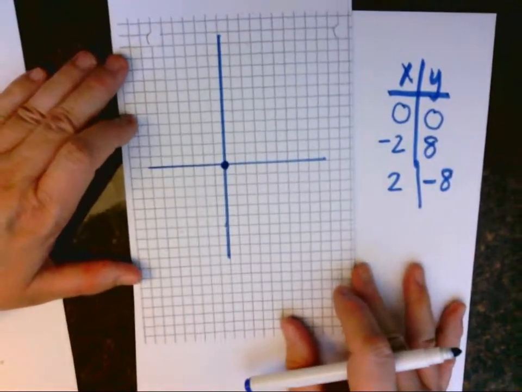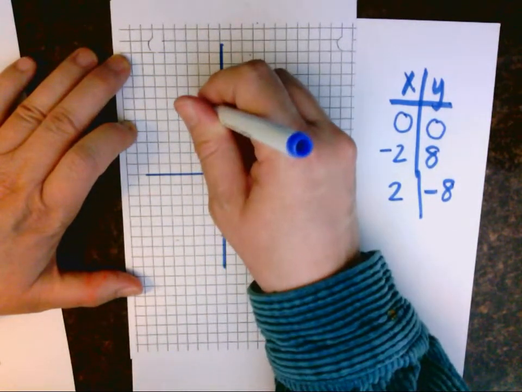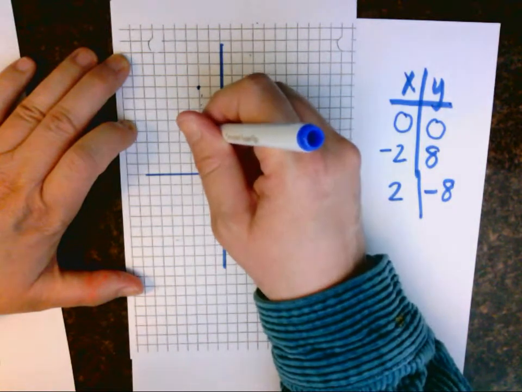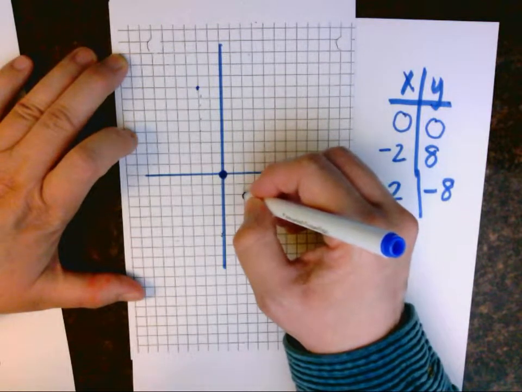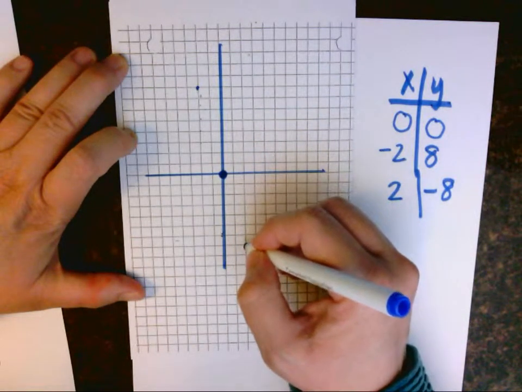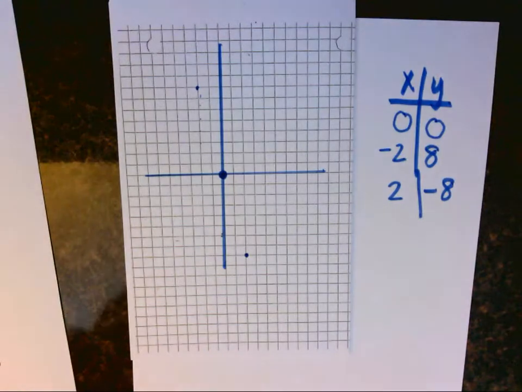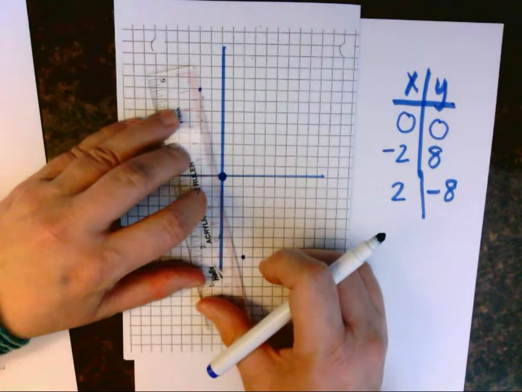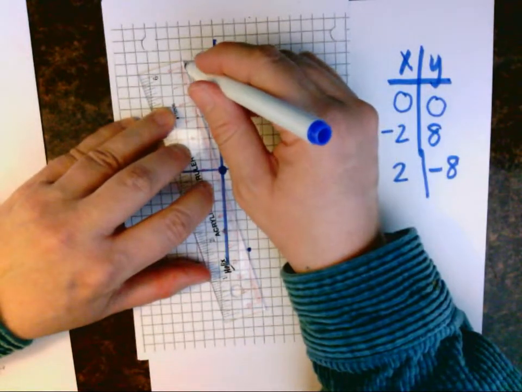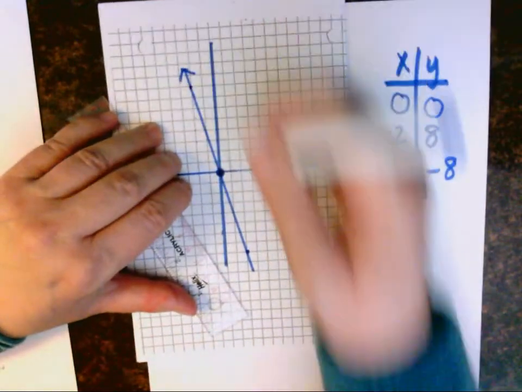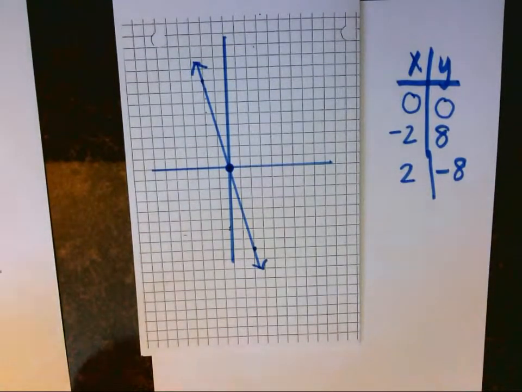Okay, so I'm going to put those on my graph. -2, 1, 2, 3, 4, 5, 6, 7, 8. Good, I double checked it. And +2, 1, 2, 3, 4, 5, 6, 7, 8. Good. We've got 3 points, so it'll be easy to graph this line. And we could label it.